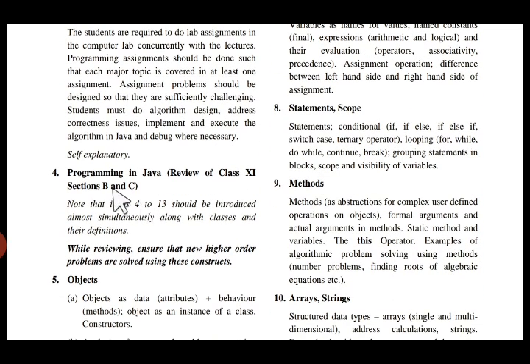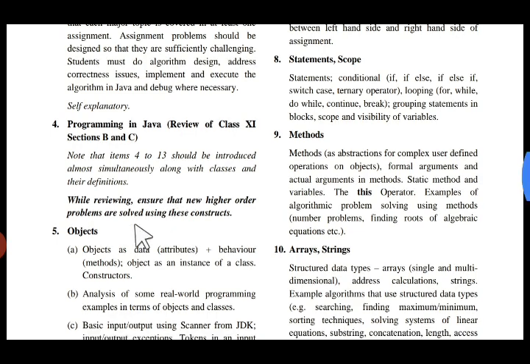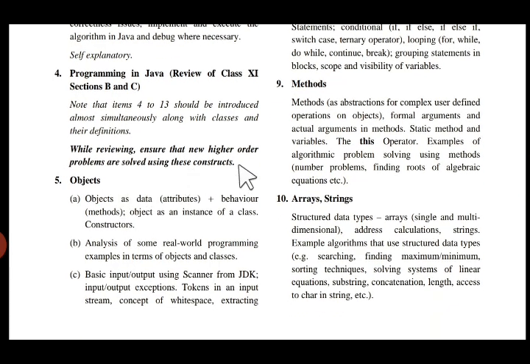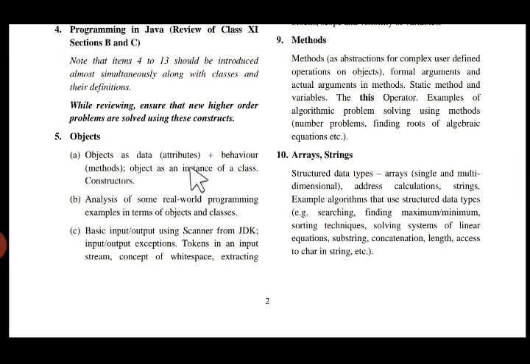Alright, after that, programming in Java, that is the review of 11th sections B and C. Note that items 4 to 13 should be introduced almost simultaneously along with classes and their definitions. While reviewing, ensure that new higher order problems are solved using these constructs. Now objects: objects as data and behavior, that is attributes and methods. Object as an instance of a class. Constructors. Alright. Analysis of some real world programming examples in terms of objects and classes.